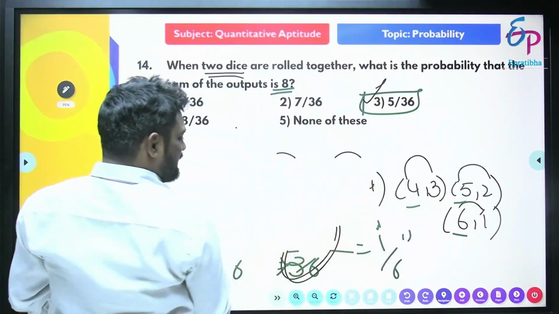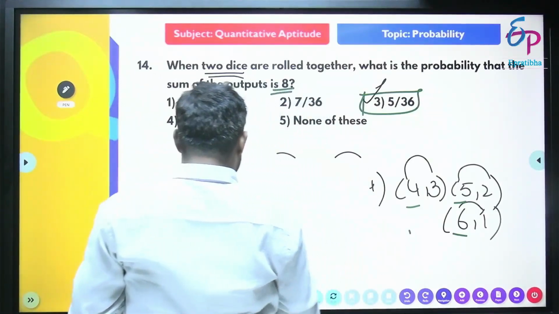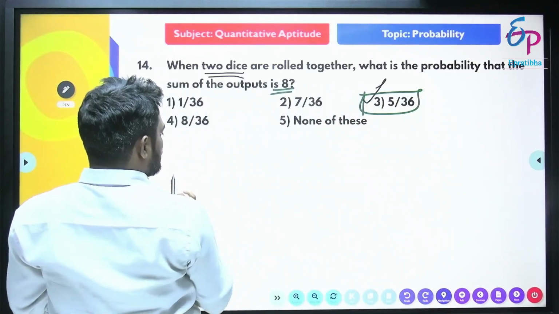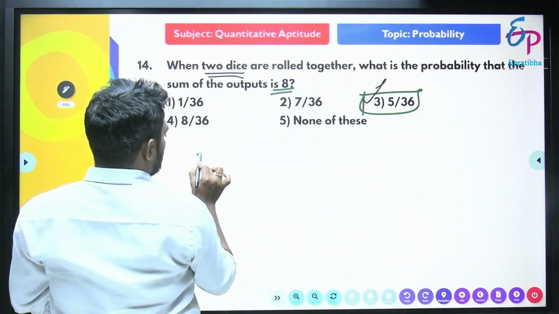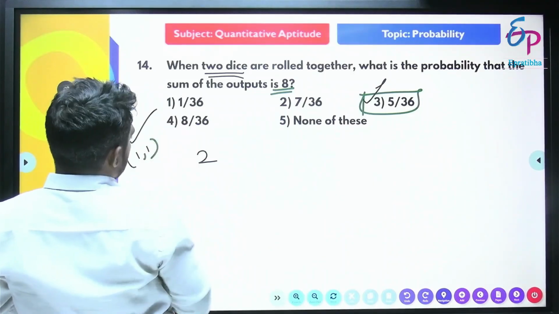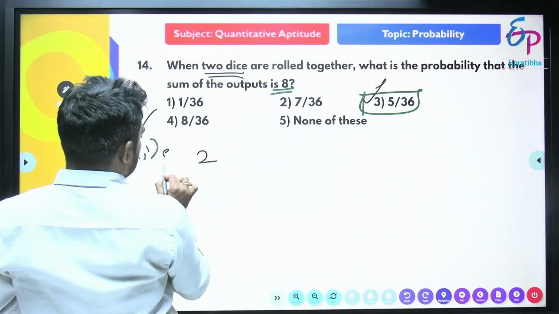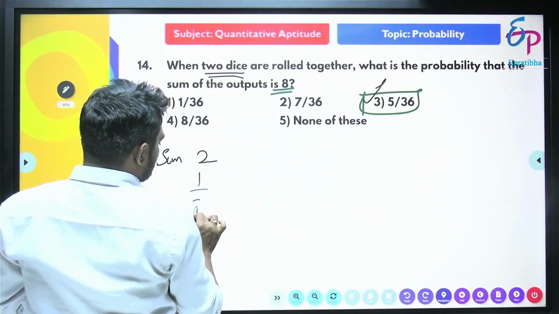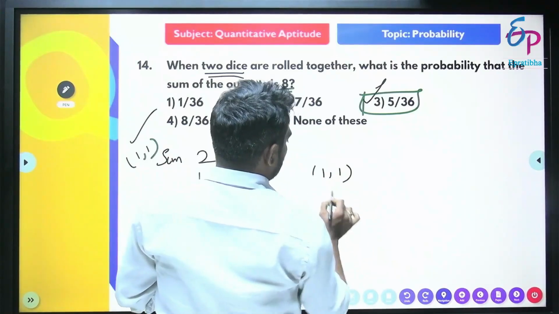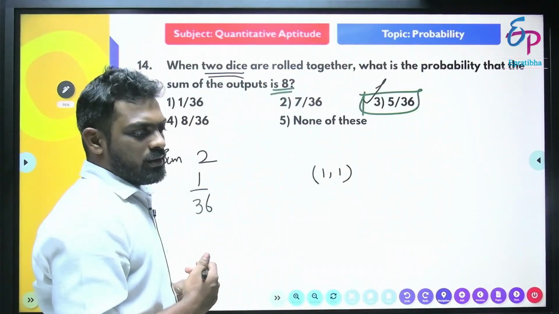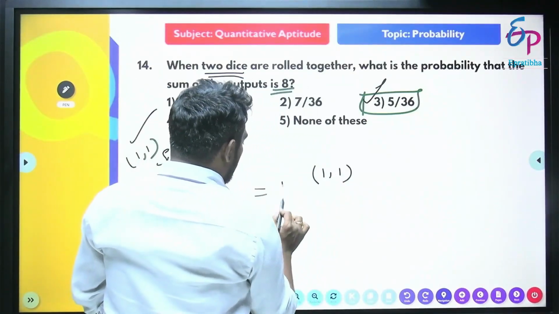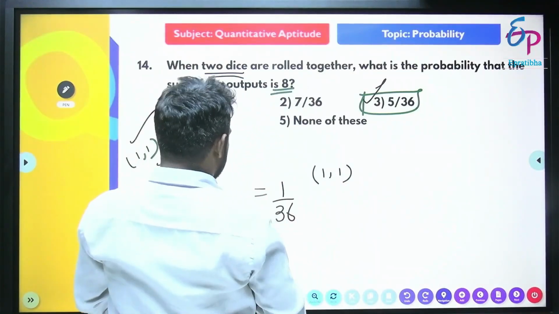Sum is 7, 6 by 36, right? First, suppose the sum should be 1. It is not possible. The least sum is when the first die shows 1 and the second die shows 1, so the sum should be 2. That means 1 by 36. Sum 2 means first die 1, second die 1. For the remaining cases, first die shows 2, second die shows 0. 0 is not possible, right? Only one case. Total outcomes when 2 dice are rolled is 36.